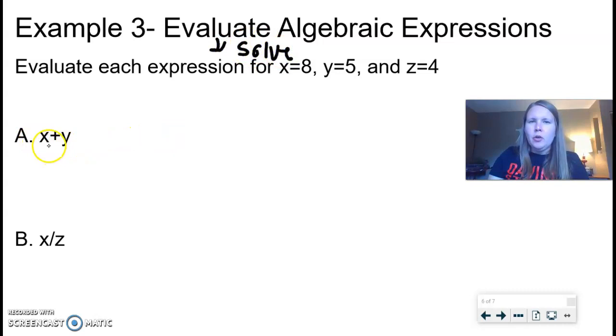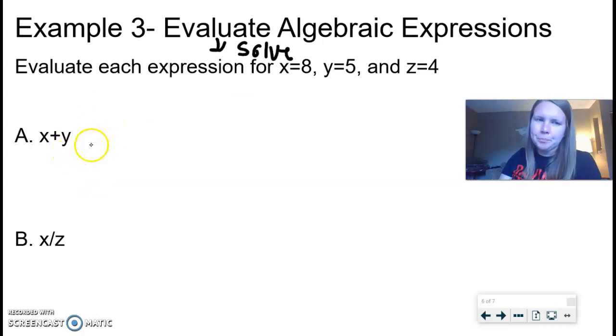Okay, in this case, we have values to substitute in. So it's not like, hey, find what x is. Well, we know x is 8. And we know what y is, we know what z is. So we're just plugging them into this equation or substituting them in for the variable.